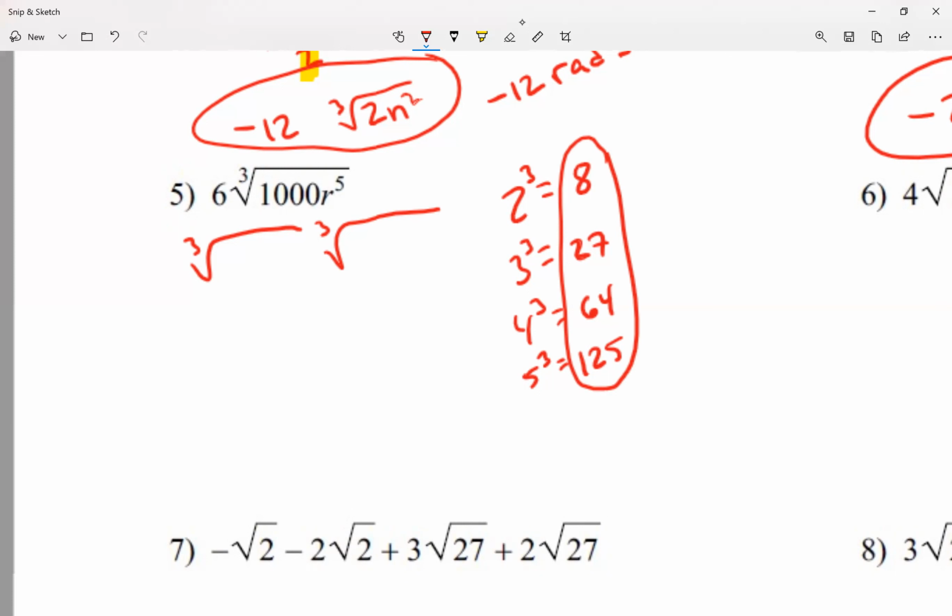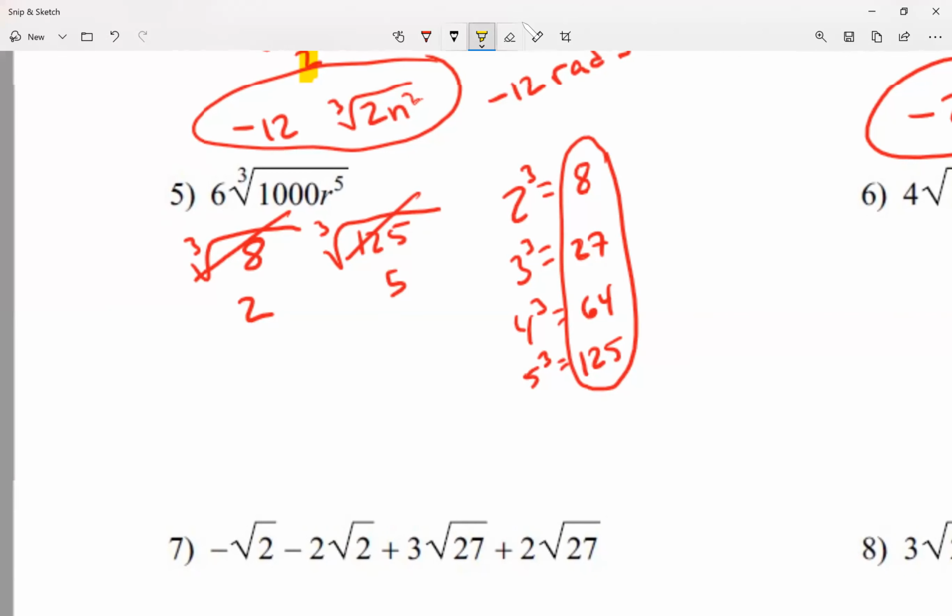But let's see, I'm gonna use my calculator. How about 1,000 divided by 8? 1,000 divided by 8 is 125. So 8 times 125 is 1,000. I know that the cube root of 8 is 2. Now, the nice thing is that the cube root of 125 is 5. I don't have any more radicals. At least number-wise, I don't have radicals.